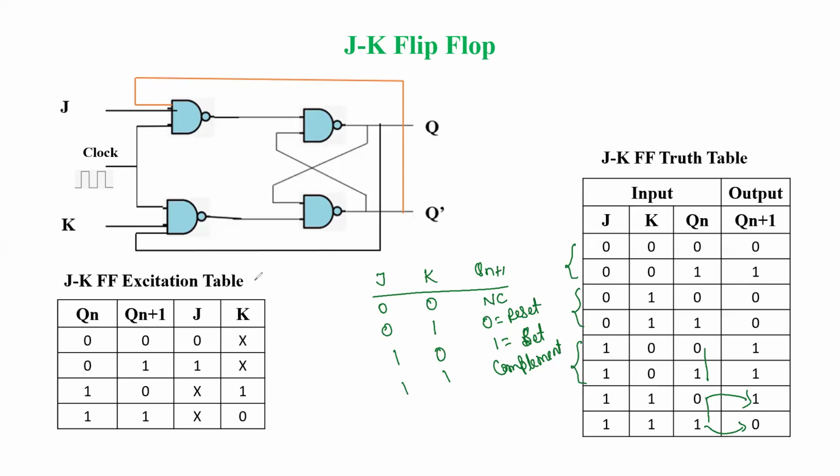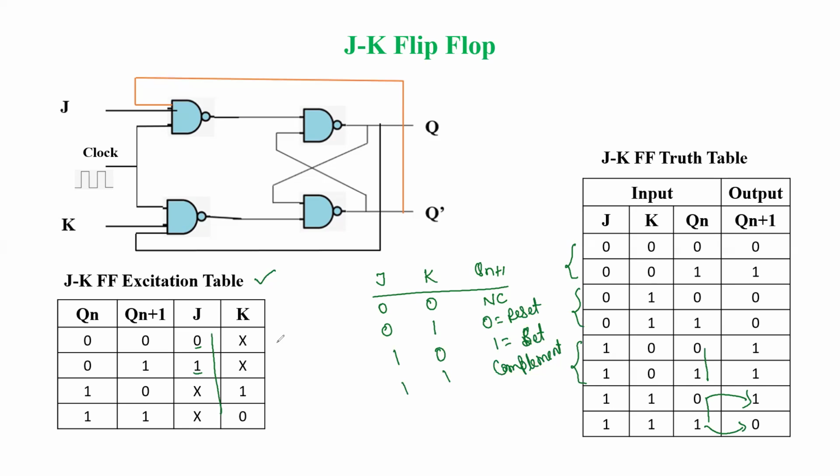Similarly, here we have the excitation table. On the basis of the present state and next state, we see what combinations of J and K are possible. When Qn and Qn plus 1 are both 0, J is 0. When it is 0, 1, J is 1. For the remaining two conditions, 1, 0 and 1, 1, it is an indeterminate state. And K is the mirror image of J. Like this, you will be able to remember the JK flip-flop excitation table and truth table.